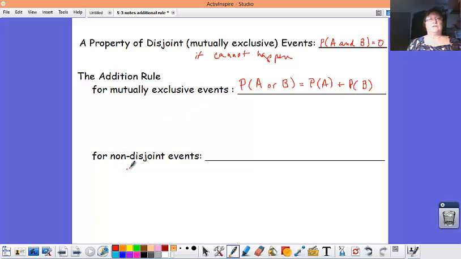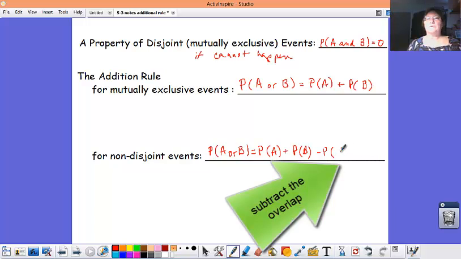For non-disjoint events, that is for things that are not mutually exclusive, where one outcome can be both, you must account for the overlap. So the probability that you get A or B becomes the probability that A happens plus the probability that B happens minus the probability that both happen. Okay, that's the formal way of showing that.